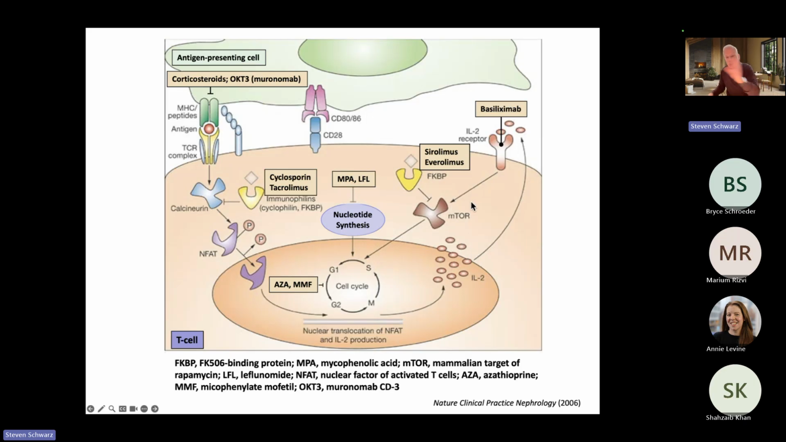So again, one can choose any of these pathways. You should have a basic understanding of how these agents work. But as Dr. Khan pointed out, individual centers will have their own particular course of therapy for patients.